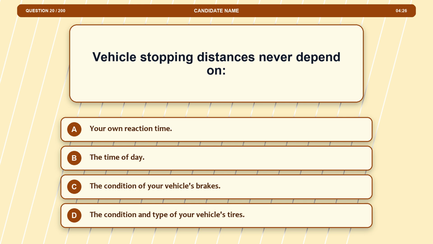Question 20. Vehicle stopping distances never depend on Option A, your own reaction time. Option B, the time of day. Option C, the condition of your vehicle's brakes. Option D, the condition and type of your vehicle's tires.